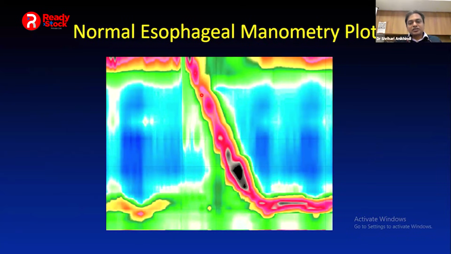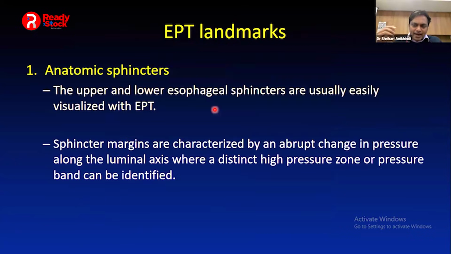So a normal esophageal manometric plot will appear something like this. You have a high pressure zone at the top. This is the upper sphincter. You have the high pressure zone at the bottom. This is the lower sphincter, and you have a peristaltic wave like this. Okay. So when we analyze a manometry, there are some very basic things that we need to know. There are not many parameters that we need to know, some very basic ones. Okay. So there are a few landmarks that you should identify.